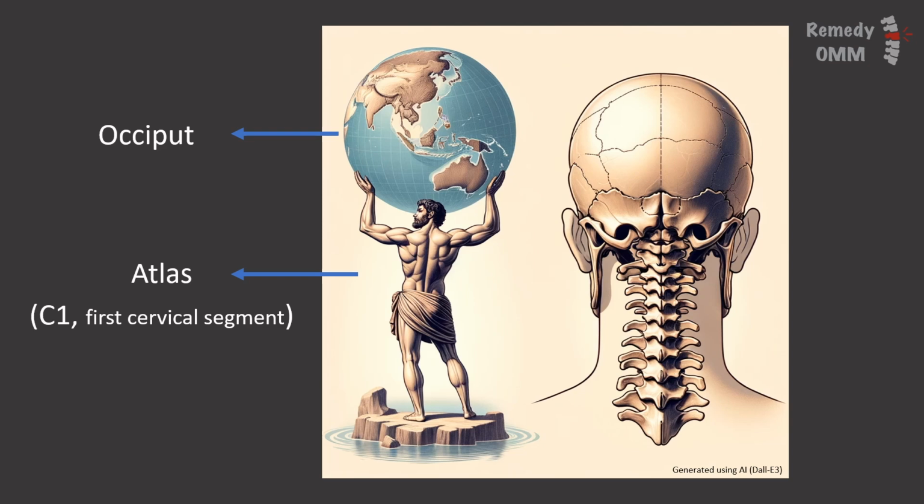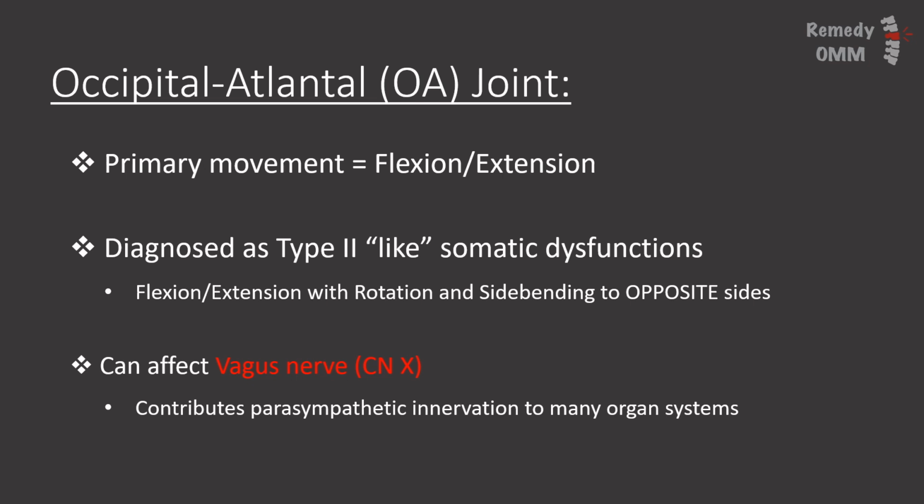The reason C1 is also known as the atlas is because of the mythological Greek titan Atlas, who was punished by holding up the earth. For this analogy, think of your skull as the earth, and C1 is the atlas holding it up. We call this articulation the occipital atlanteal joint, or for short, the OA joint. The primary motion of the OA joint is flexion and extension. It is responsible for approximately 50% of flexion and extension of the cervical spine.